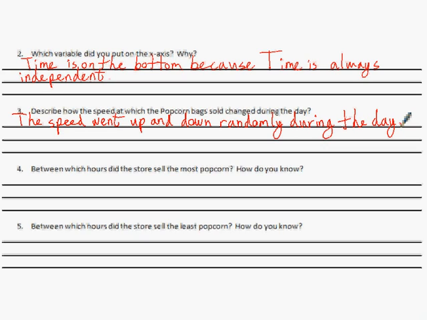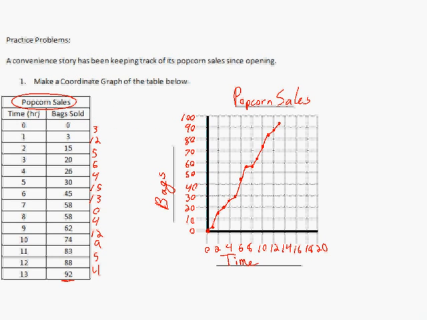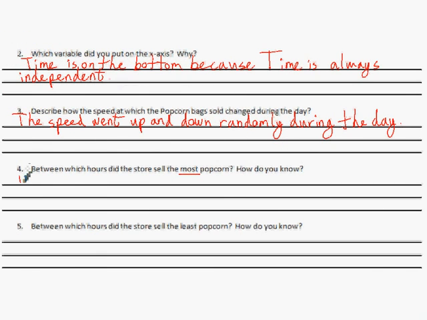Number 4. Between which hours did the store sell the most popcorn, and how do you know? Let's take a look. 3 bags, 12 is pretty high, 5, 6, 4, 15 is higher, 13, 0, 4, 12, 9, 5, 4. 15 bags was the most sold in an hour, so between hours 5 and 6. So, between hours 5 and 6, because 15 were sold.